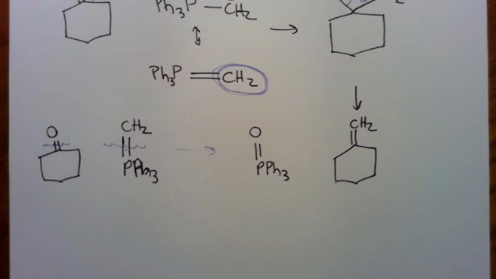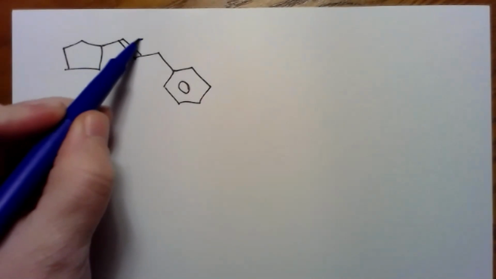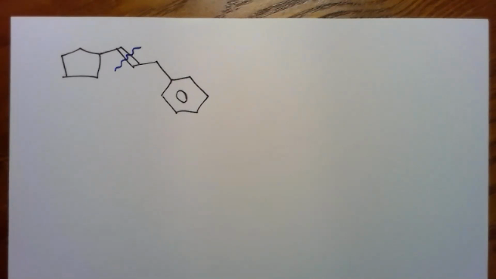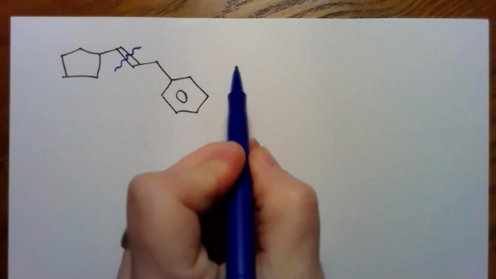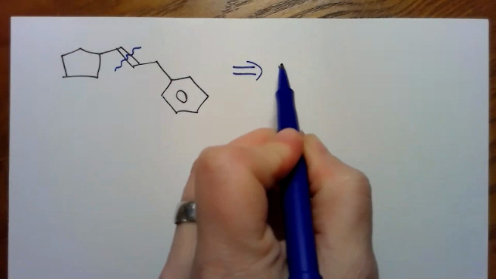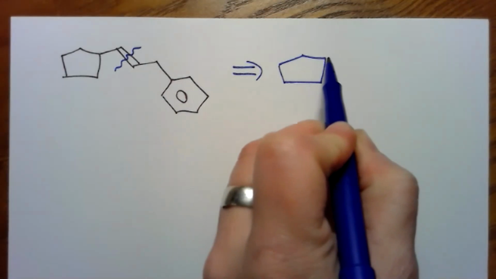Now let's try the synthesis. Wittig makes double bonds. So that double bond is what you're going to make when you're trying to do this from a Wittig reaction.